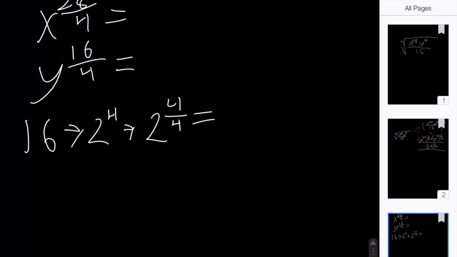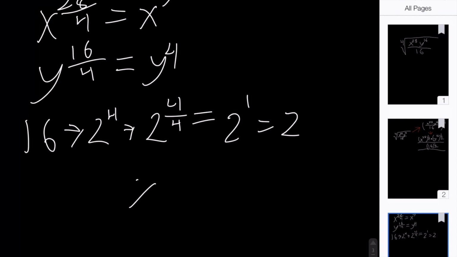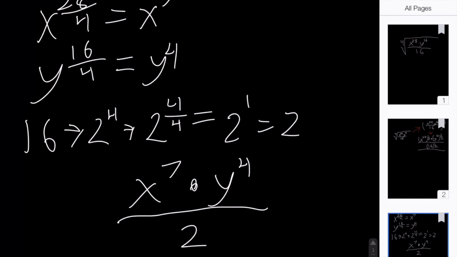So when we simplify these, x to the 28 over 4 can simplify to x to the 7th, y to the 16 over 4 is just y to the 4th, and 2 to the 4 over 4 is just 2 to the 1, or as we just know, 2. So our final answer would be x to the 7th times y to the 4, all over 2. And then we'd be done.